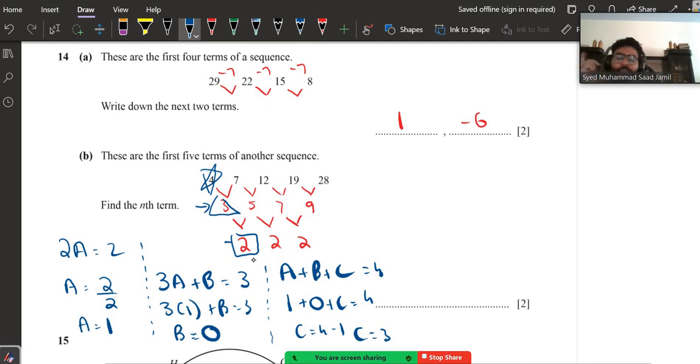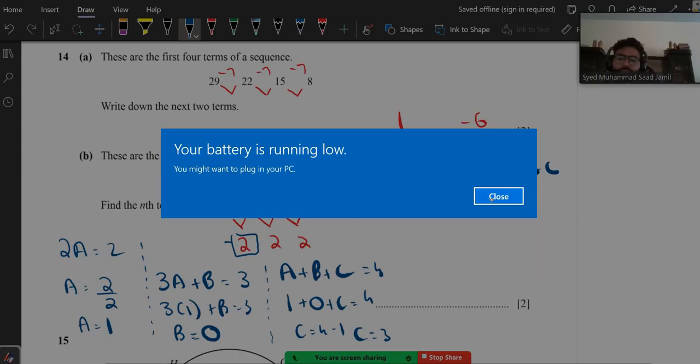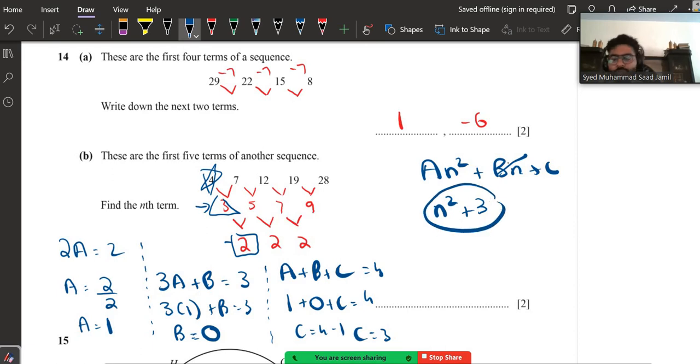So the formula for the quadratic sequence is an square plus bn plus c. Now we know that the value of a is 1, so we will write n square. We know that the value of b is 0, so we will cut it out. And we know that the value of c is 3. So the answer is going to be n square plus 3.